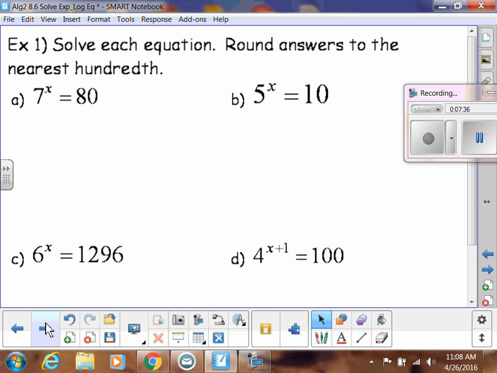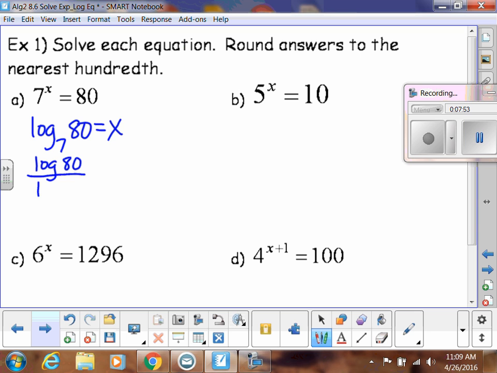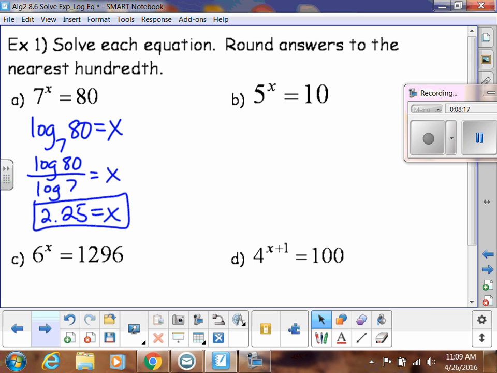All right, so can I do 7 to the x power in my calculator? No. So change it. This is log base 7 of 80 equals our exponent. So I'm going to type in my change of base. So I'm doing log of 80 divided by log of 7. Okay, so let's do it. Log of 80 divided by log of 7. And that gives me 2.25. And again, I'm rounding to the nearest hundredth. Excellent. So try these next two, so B and C on your own. Pause the video and see if you get the same answers as I do.